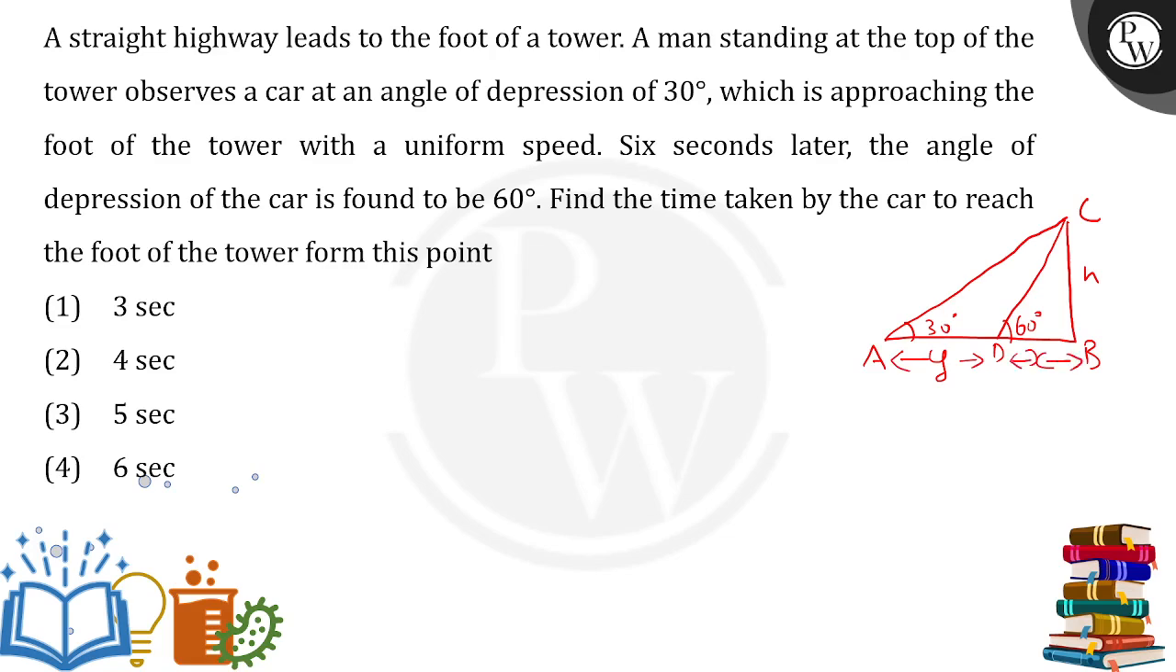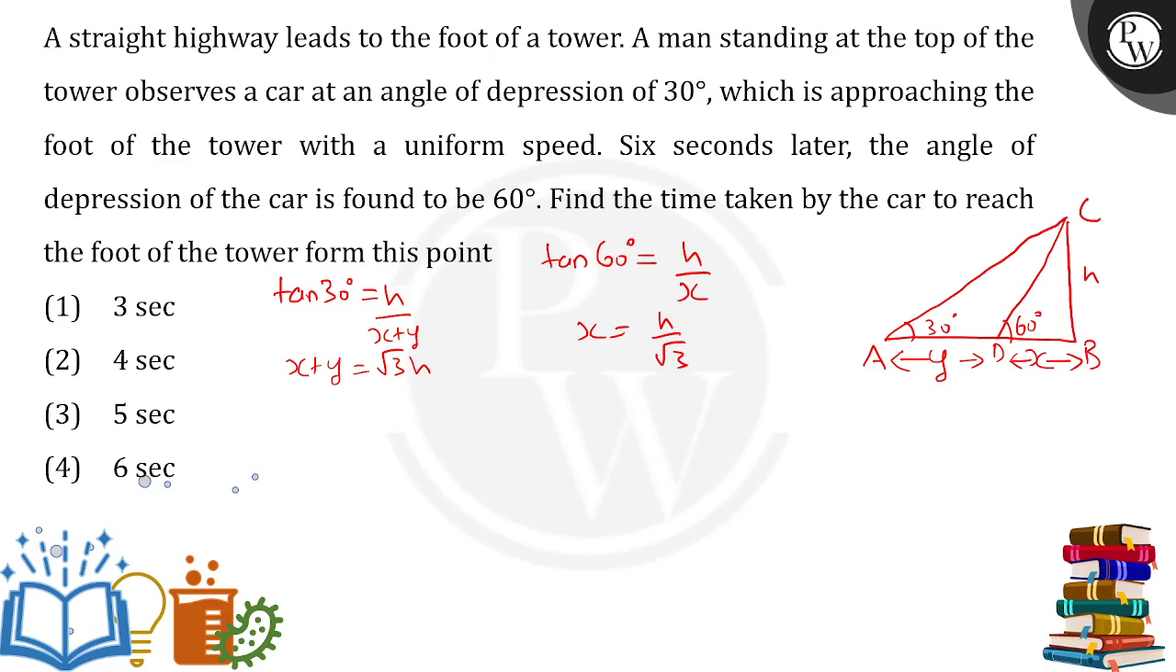Fair enough. Now I have to start as we do usually, taking up the one triangle which is 30 degrees, which is h upon x plus y. From here I will have the value of x plus y. X plus y will be 3 root 3h, right? And for the smaller triangle, that means 60 degrees, it will be h upon x. Things are much more simple over here. X comes out to be what? This is root 3, so h upon root 3.